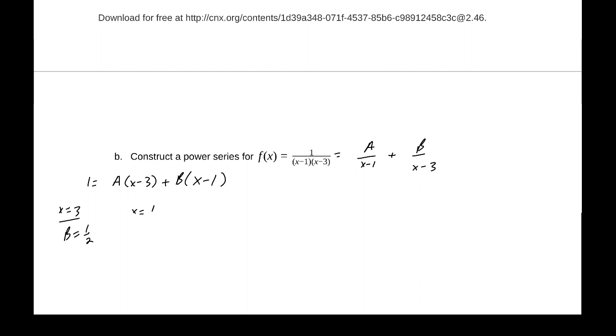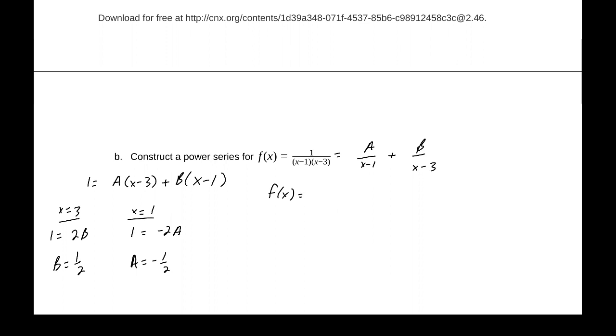And for x equals 3, evaluating that, let me just add that intermediate step. That is 1 equals, and the first term, the a term, is 0. So b times 2, so b equals 1/2. Evaluating x equals 1, I get 1 equals negative 2a, and the b term is 0. So a equals negative 1/2. So I'm going to write f of x as my a term, negative 1/2 over x minus 1, plus 1/2 over x minus 3.